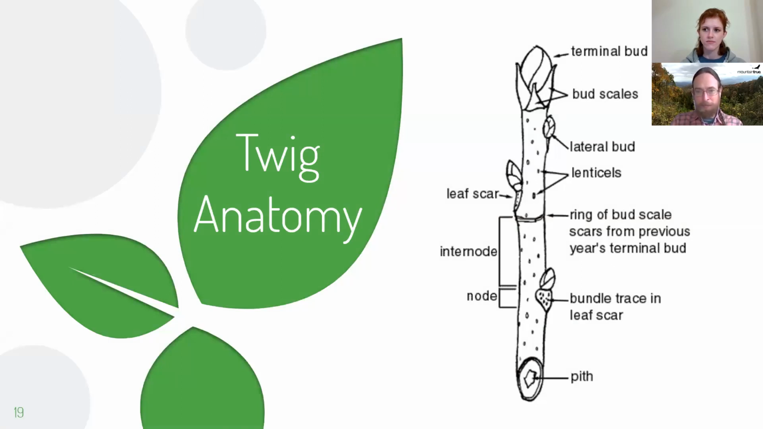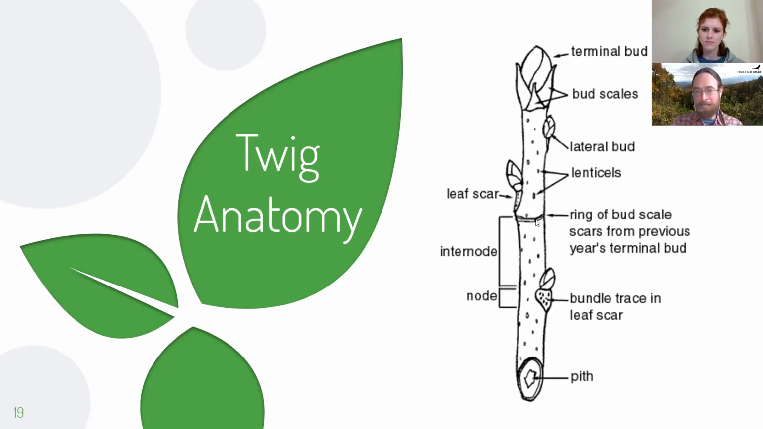So if we get into twig anatomy, when I do this again, I think I will reorder this slide and put it before the twig section that we just went through. But let's go over some twig anatomy. Starting at the top, we have the terminal bud, as I discussed before. We have the bud scales, which surround that bud. Below the terminal bud, any of those buds are termed lateral buds. Right below those buds, you'll probably see leaf scars. There may be lenticels on the twig, those little holes in the twig.